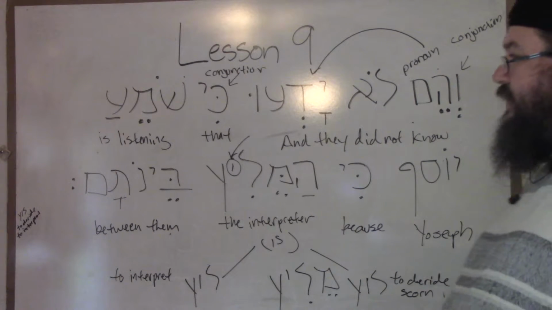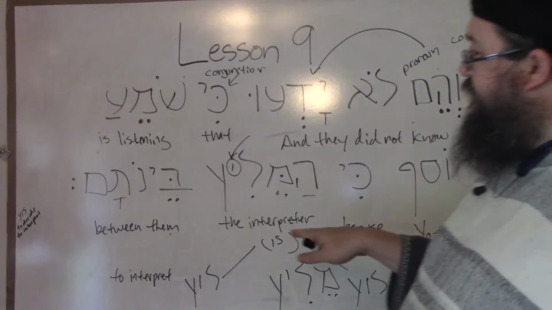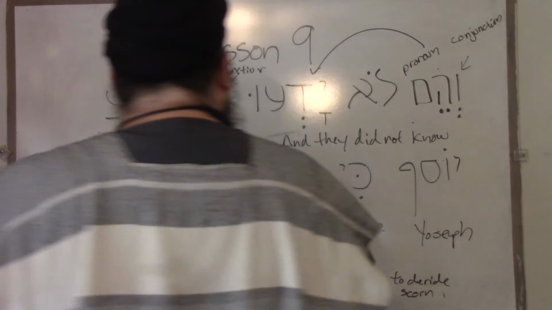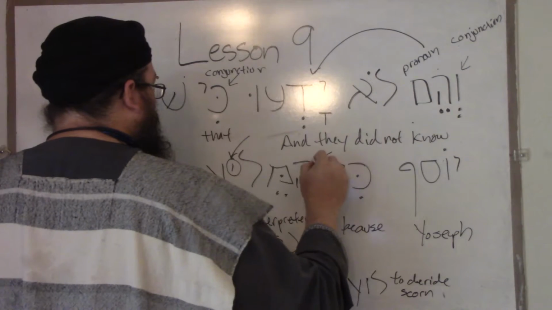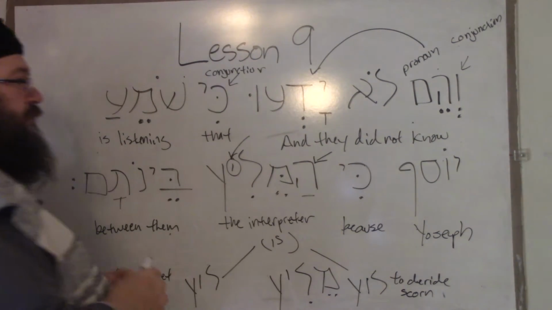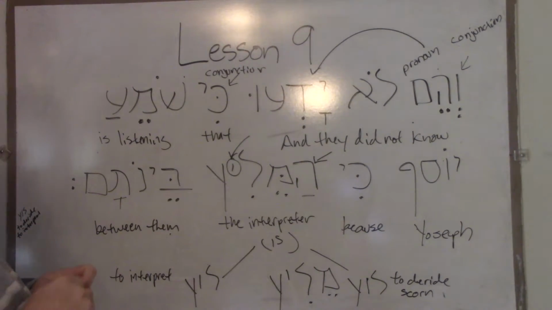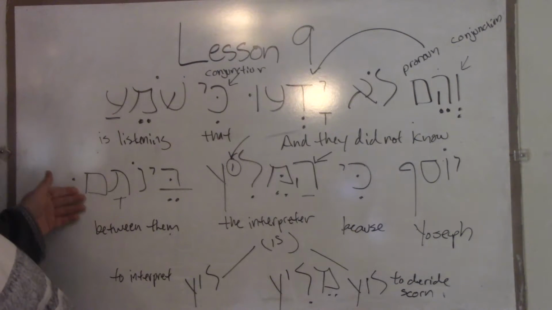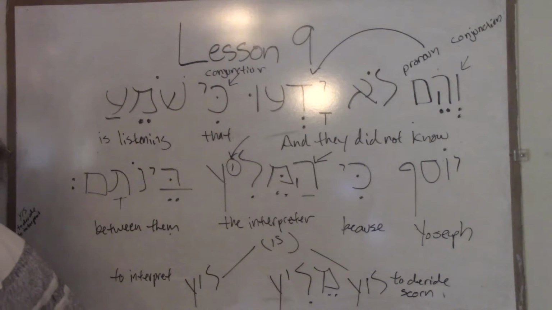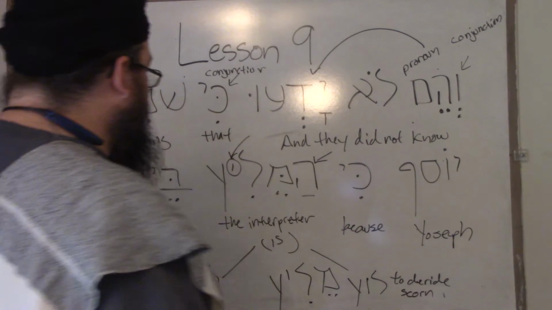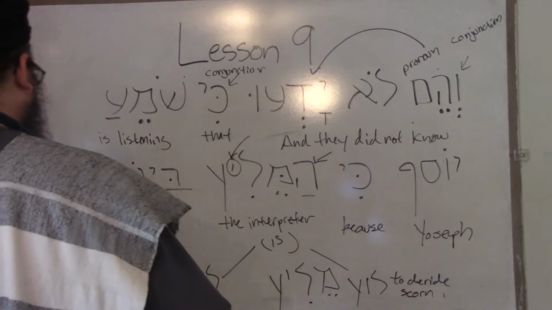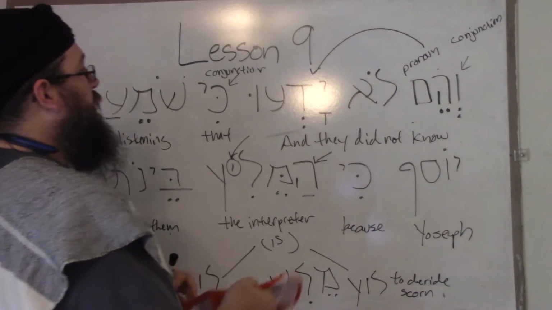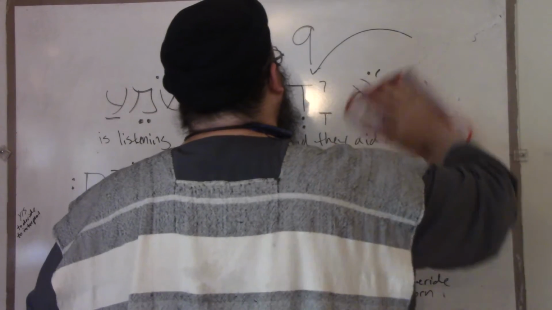Okay, and so lastly, we have here, if you remember, the hey article. The hey article makes the noun definite. Alright, and then lastly we have here Benotam. So I'm going to erase this and we're going to look at Benotam by itself so we can see this for what it is and what we need to understand about this.